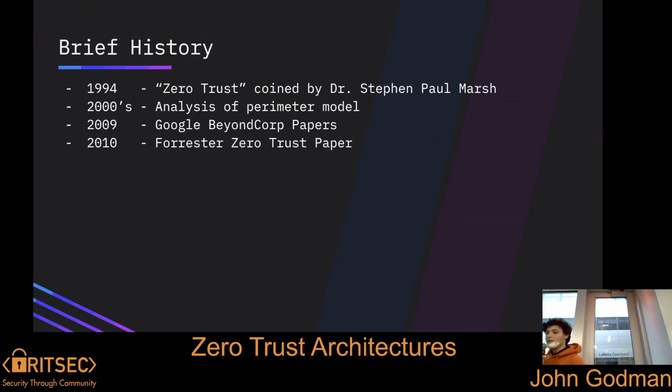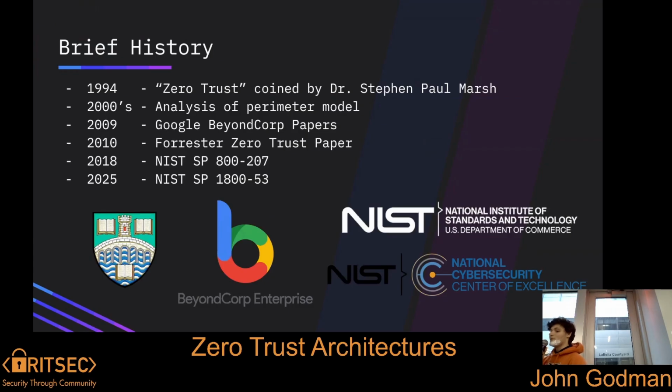And then most recently, zero trust was standardized in NIST's SP 800-207 in 2018, and the implementation guideline was finalized in 2025 as SP 1800-35. So the core concepts of zero trust are not very new in the relative history of cybersecurity, but the implementation and standardization are still quite young.